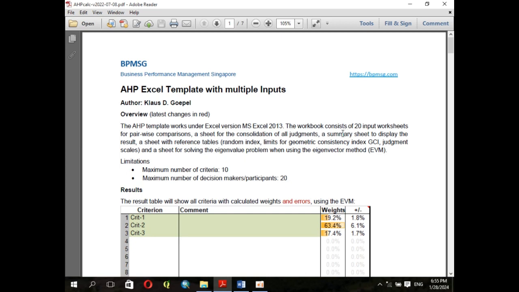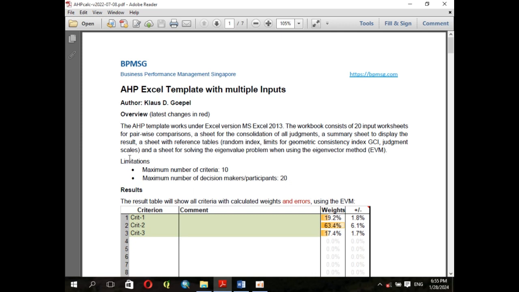Okay, and the workbook consists of 20 input worksheets for pairwise comparisons, a sheet for the consolidation of all judgments, a summary sheet to display the results, and a sheet with reference tables, yeah, random indexes, limit for geometric consistency index, judgment scales, and the sheet for solving the eigenvalue problems when using the eigenvector method are involved here.